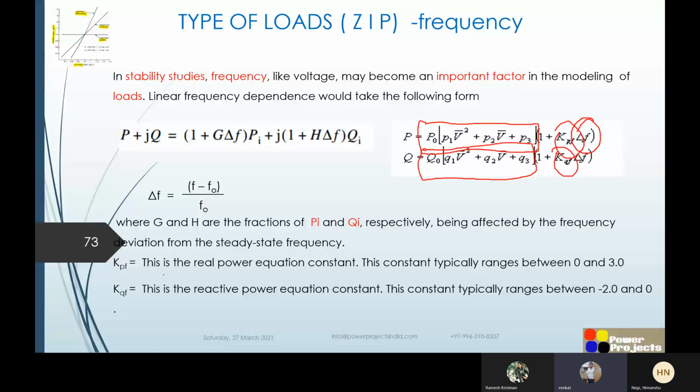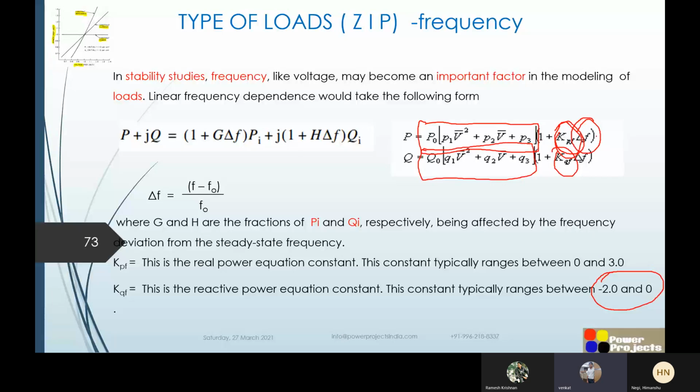This is the real power equation constant, kpf, and it typically ranges from 0 to 3. And kqf is the reactive power constant, which typically ranges from -2 to 0.